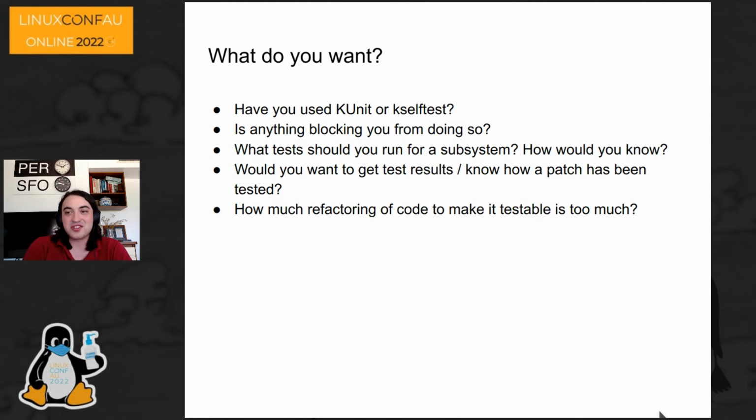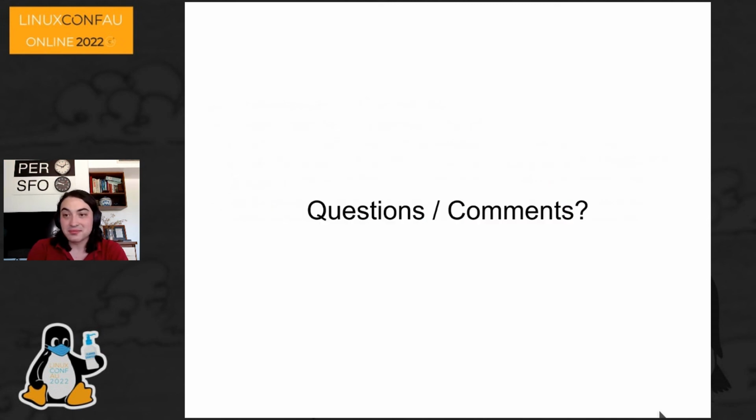And how much refactoring of code, I think this is going to be the theme for the next year, is acceptable to make something more testable? Because a lot of code in the kernel is intertwined in a way that makes it difficult. Okay, questions, comments? I see there are a few questions here, so I'll get started.